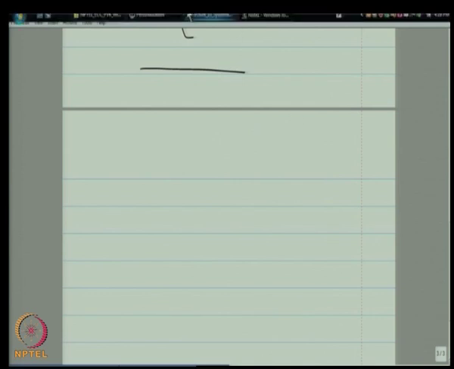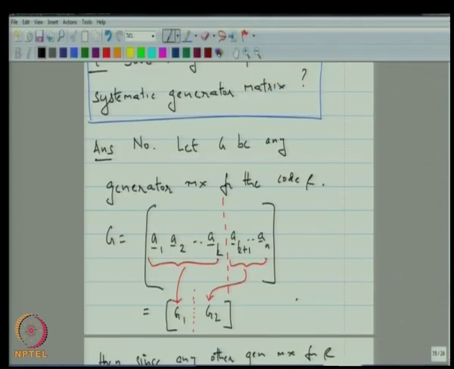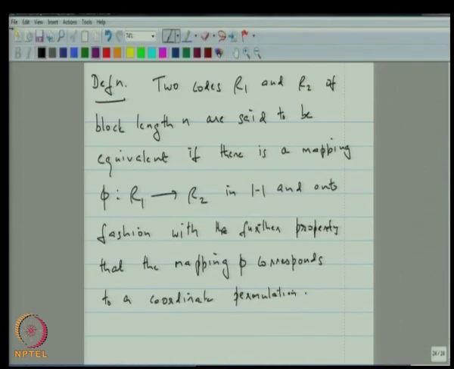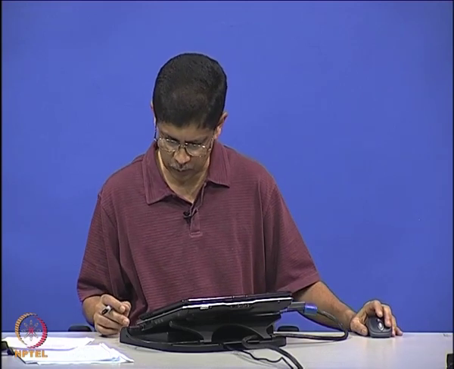So, perhaps we will just look at the last slide of our last lecture, which said that two codes of block length n are said to be equivalent if there is a map which is 1 to 1 and onto, and which corresponds to a shuffling of the coordinates, or a permutation of the coordinates.